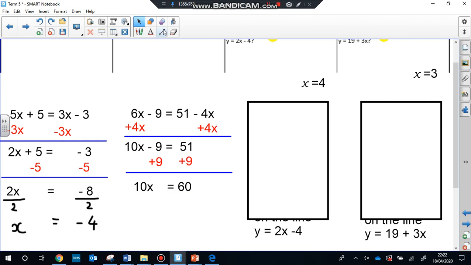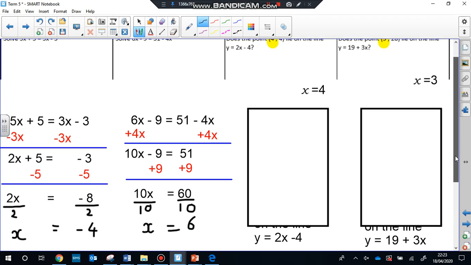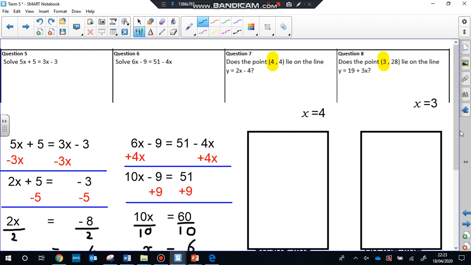Now I'm trying to work out what 1x is. So to get to 1x, I need to divide by 10. So 10x divided by 10 gives me 1x. Okay, so just go back to where we were before. 10x divided by 10 gives me x. 60, I have to divide by 10, it gives me 6. So x equals 6. Okay, let's move on to question 7.